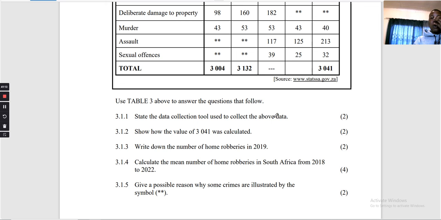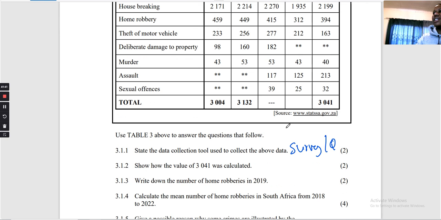Okay, so here, because they're talking about the crime, they talk about the sexual offense, how should they know that someone was sexually assaulted? Okay, so that person, they need to do what? They need to issue a survey. You understand? So it means here the type of the tool that they used here is a survey or a questionnaire.